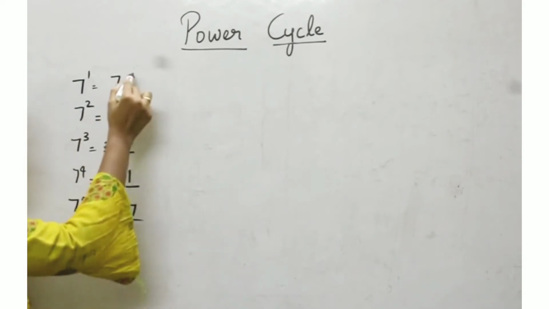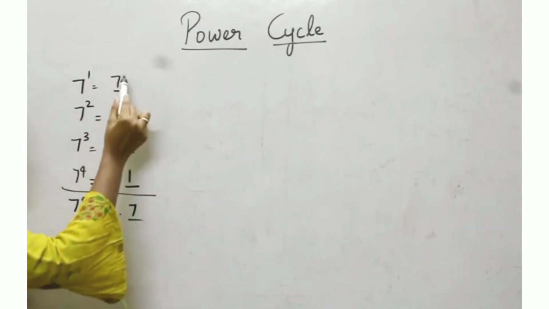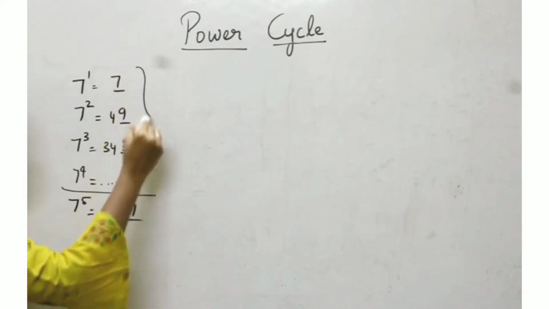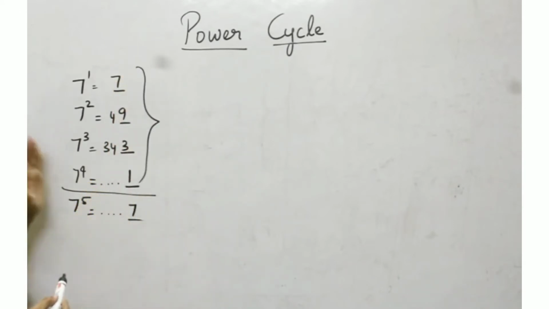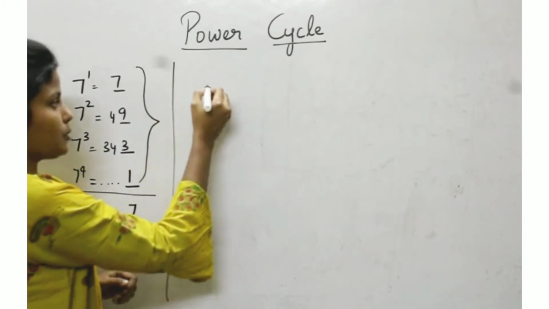So now we got the repetition or a pattern where the unit digits are like 7, 9, 3, 1, 7, 9, 3, 1. So the conclusion is nothing but the powers of 7 repeat themselves for every 4 powers. Now proceeding with powers of 8.